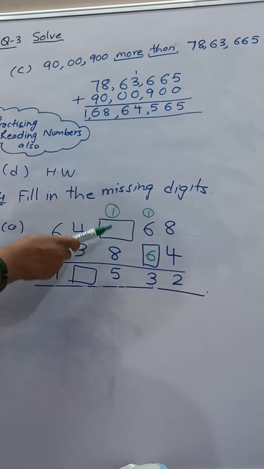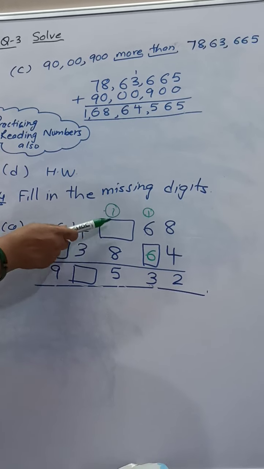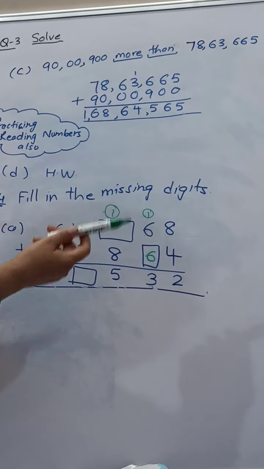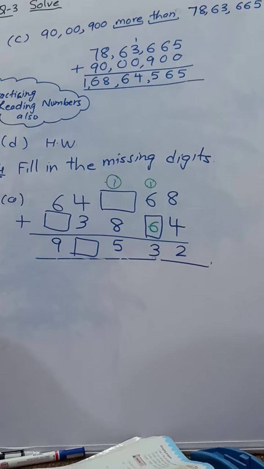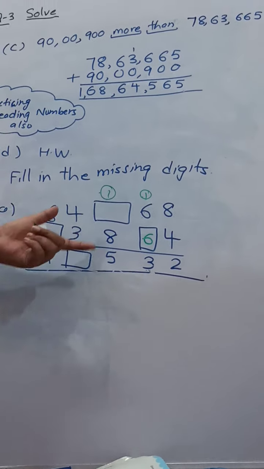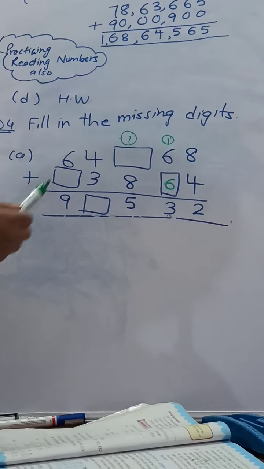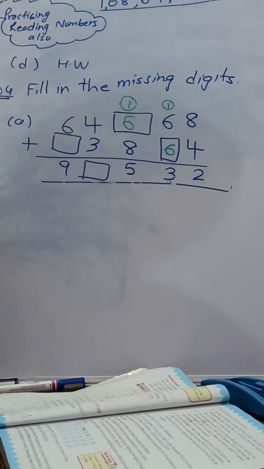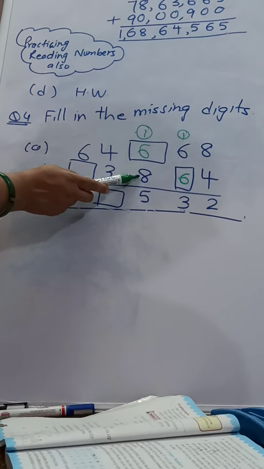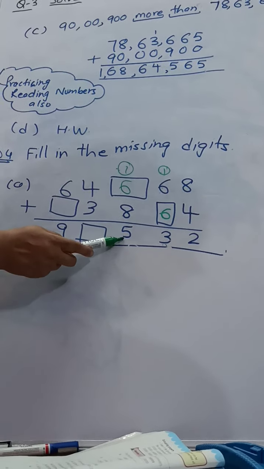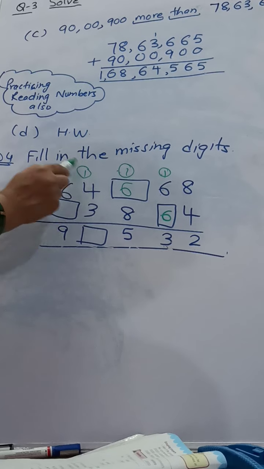Now 8 and this carried over. This is 9. So 9 plus what number will give you 15 or 25? We'll be looking for the smallest number. So 15 will be how? 9 plus what number will be 15? It's again 6. Let's check it out. 8, 9. 8 plus 1, 9. 9 and 6, 15. So 5 will be here and 1 will be carry over.